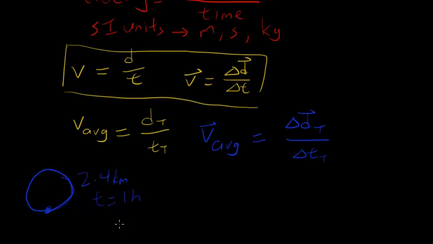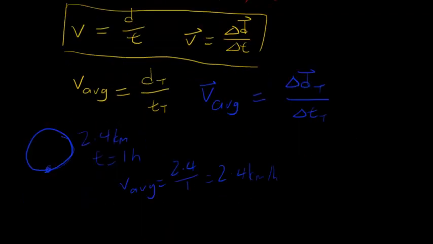So his average speed would be the total distance he traveled, which is 2.4 kilometers, over the total time he traveled, which is 1 hour. So it would be 2.4 kilometers per hour, and that is his average speed. Anyway, that is average speed.